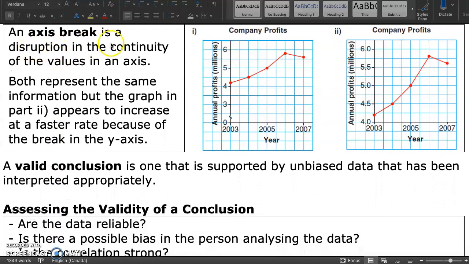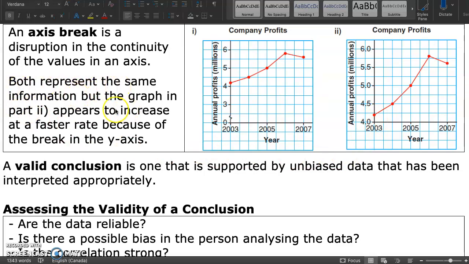An axis break is a disruption in the continuity of the values in an axis. So this is a line break right here, if it does not start at 0. Now in this case here, it does not indicate the line break, but it's obvious that it's there.